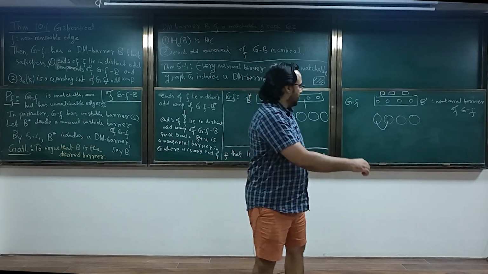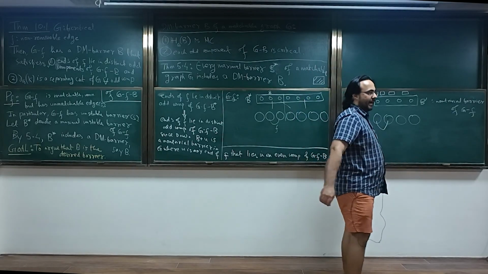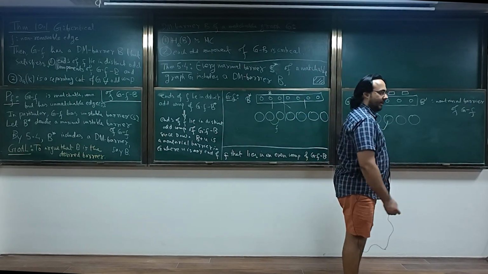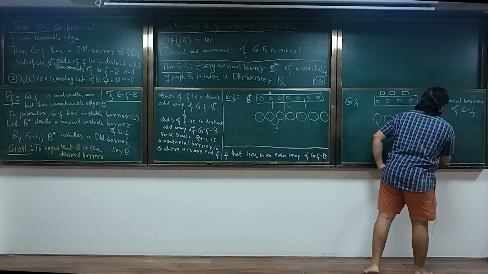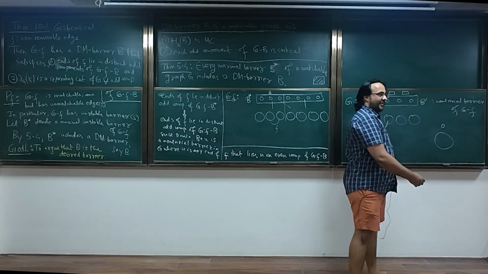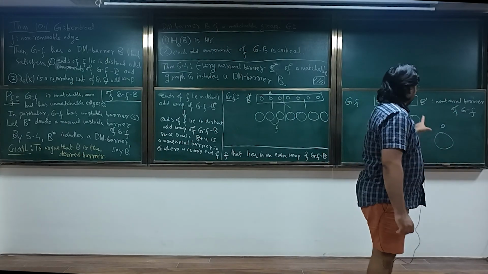The issue is, what if we have a trivial barrier? Then what does it mean? Then it doesn't mean anything, right? Trivial barrier won't give us anything. So that's the thing.